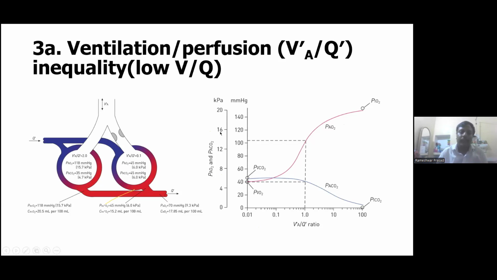Now, what will be the effect on the difference between alveolar partial pressure and arterial partial pressure in this case? Can anyone guess? So we will see later.